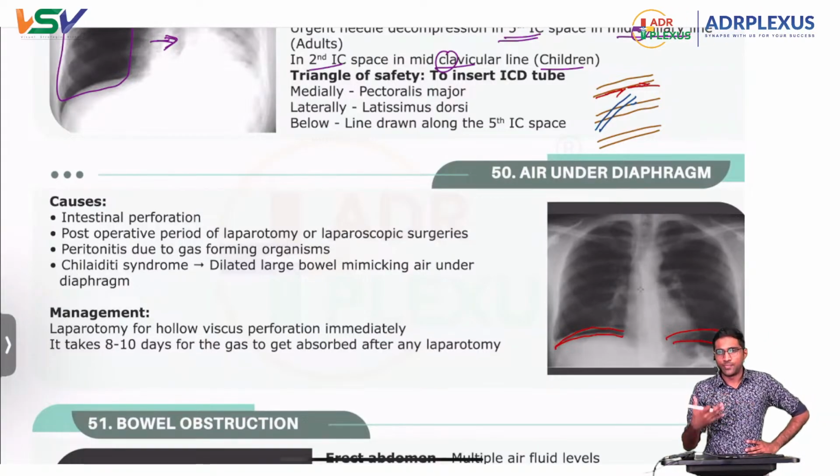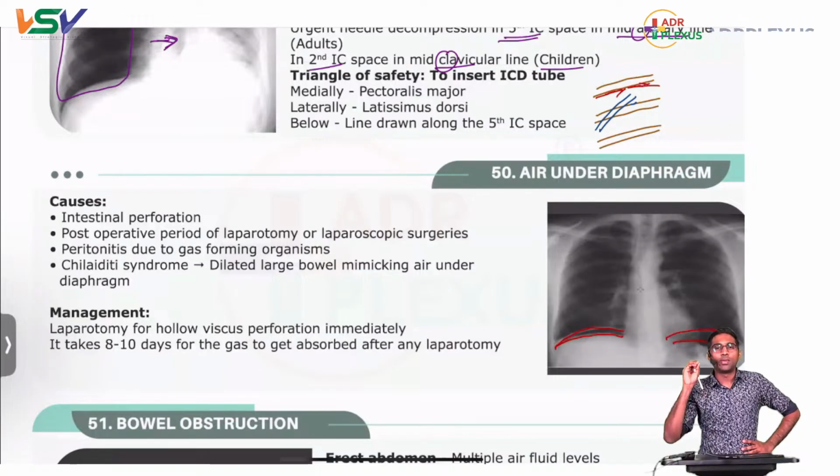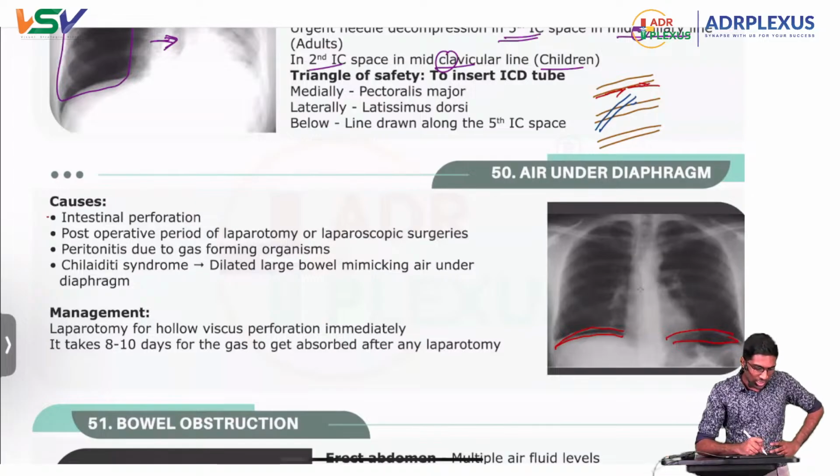Even if I stand and take an X-ray, I will be having a fundal air shadow. That is physiological. You should have air under diaphragm on the right side to be more diagnostic of a hollow viscus perforation. That is known as intestinal perforation.